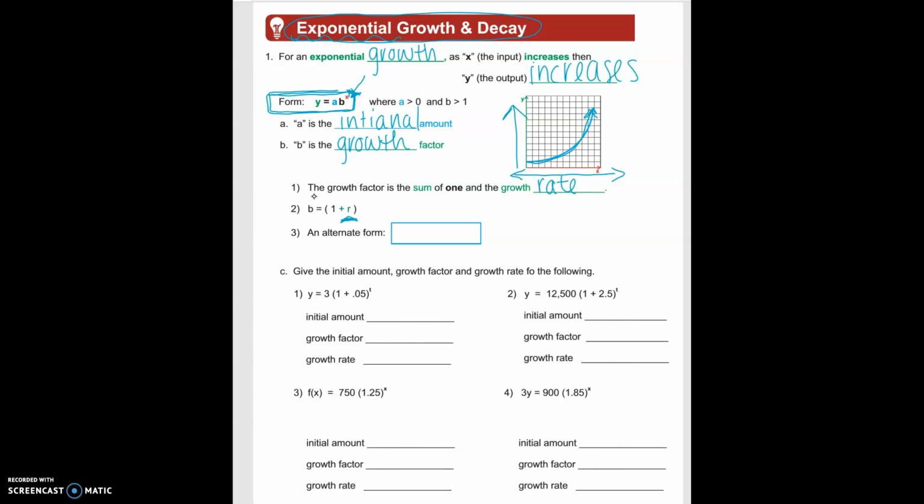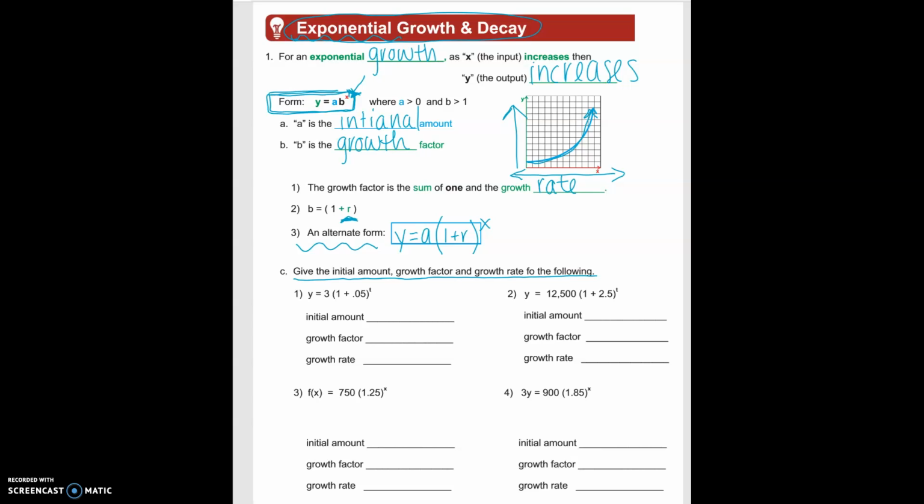So you might see it look like this. So the alternate form will be y equals, we keep the a, but instead of b, we have 1 plus r all to the power of x again. All right, so for these first couple of examples, we're just going to identify things. We're going to identify the initial amount, the growth factor, and the growth rate. Now we're just following the form of our equation.